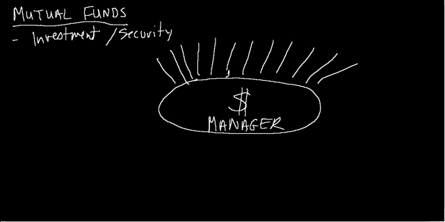So let's take a quick side trip over here. There are different kinds of mutual funds. I'll highlight some of the most common ones. One is called an equity fund. One is called a fixed income fund. And then you've probably all heard of money market funds.